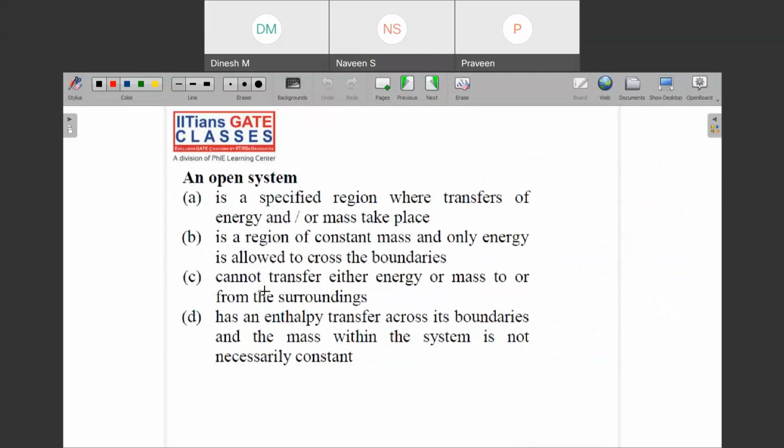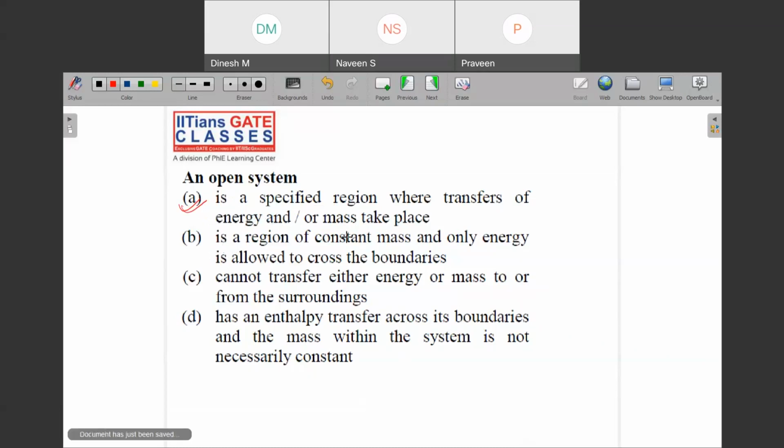So what is given to you in the question is an open system, and there are options listed. Let us read them one by one. It says that an open system is a specified region where transfers of energy and mass take place. Okay, so this seems something which we have studied. So option A automatically becomes the answer. But let us read the other options also.